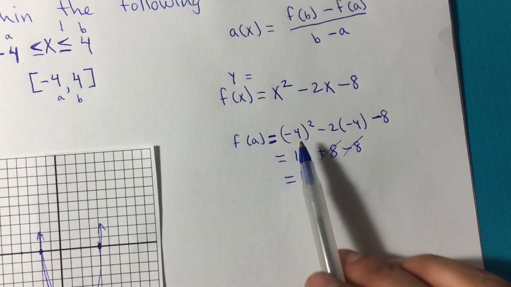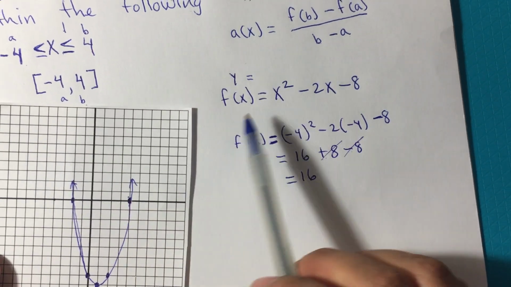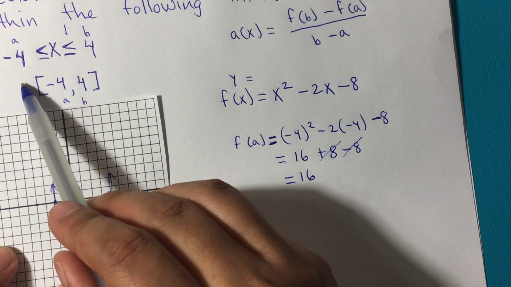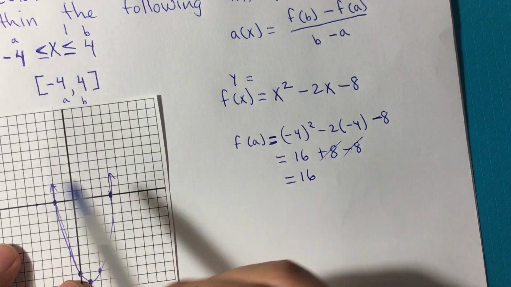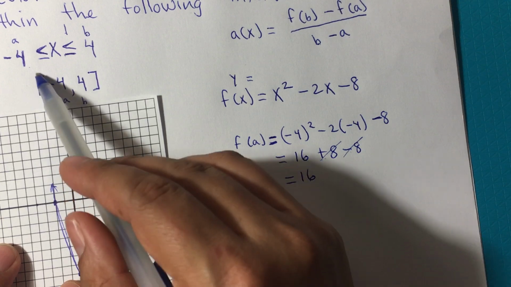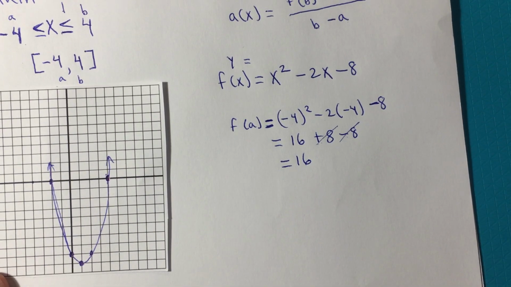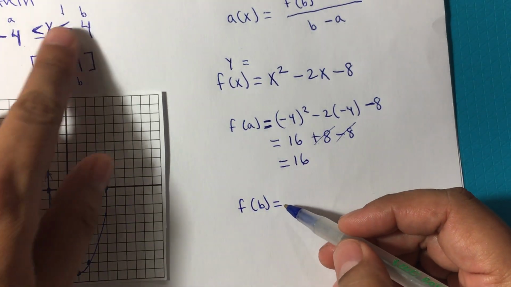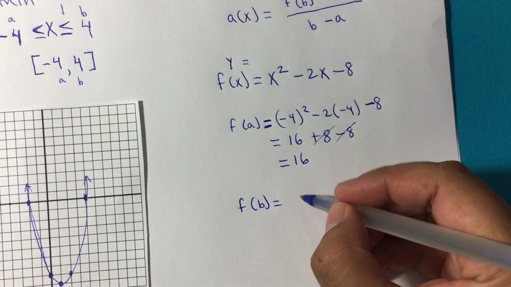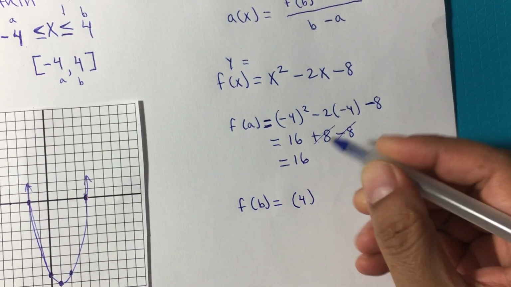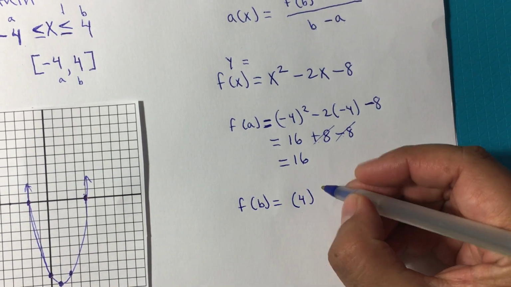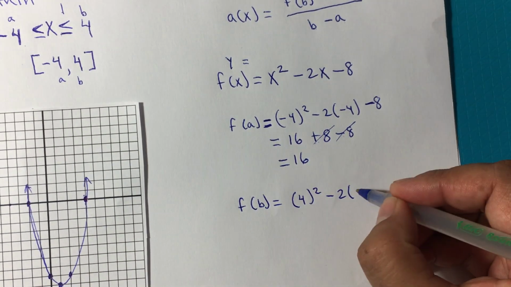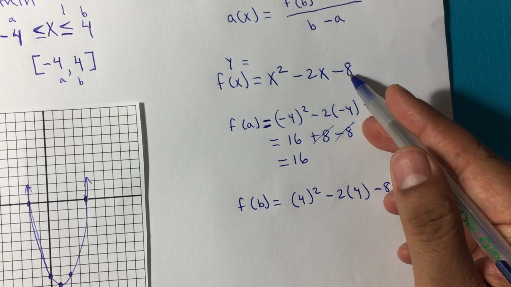If you notice, the value for x was negative 4, and that means that positive 16, which is probably going to be around here, will be on this curve or parabola. Now let's find f of b. For f of b, we're going to substitute the 4 into the equation or function, and so it's 4 squared minus 2 times 4 minus 8.